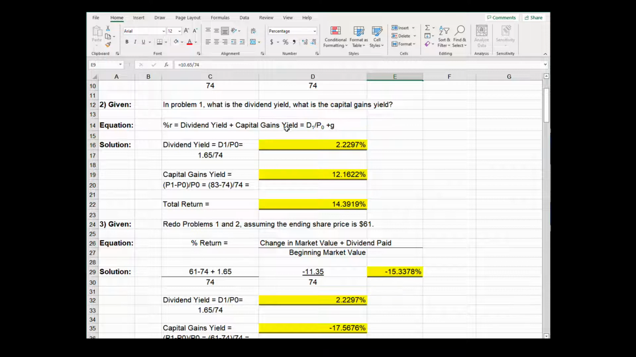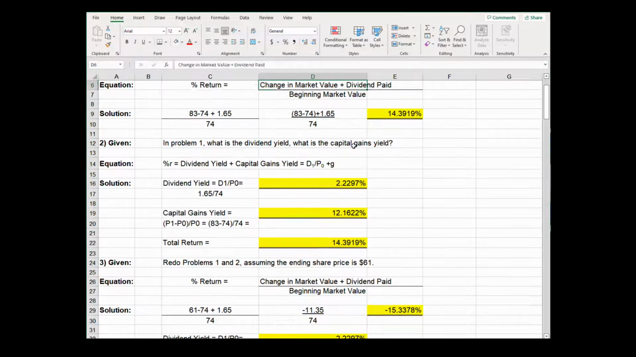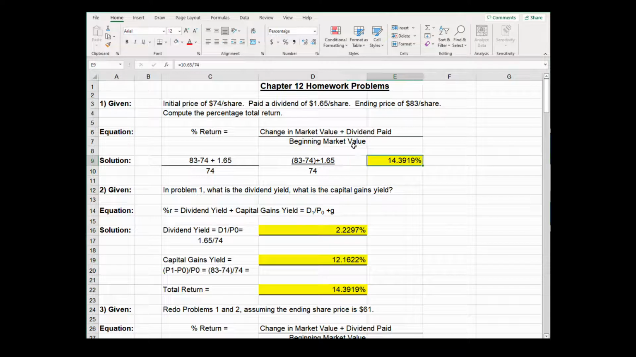Let's break that up into the capital gains yield and the dividend yield. Dividend yield is D1 over P0, and capital gains yield is g, as we learned in Chapter 8, also calculated by taking the price appreciation, P1 minus P0 over P0. So for the dividend yield, it's the annual dividend over today's stock price, P0, so $1.65 over 74. And the capital gains yield is P1 minus P0 over P0, or 83 minus 74 over 74, 12.16%. Total return is the summation of those two, dividend yield plus capital gains yield, 14.3919%, and that matches the number that we got in problem number 1.